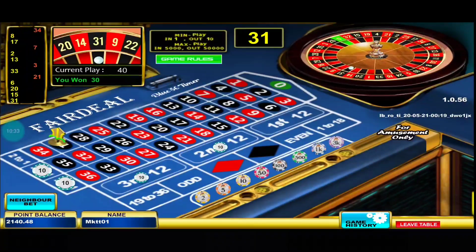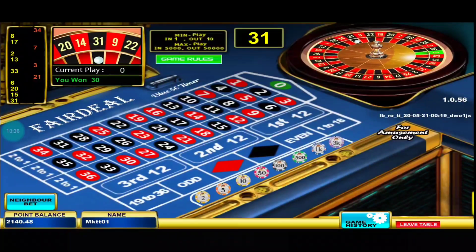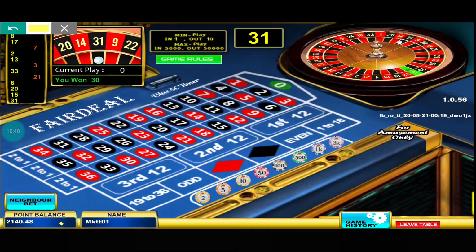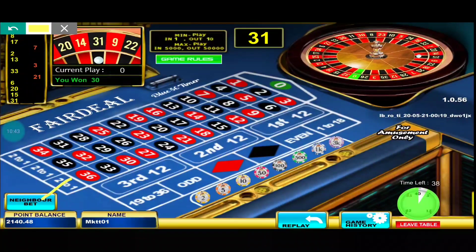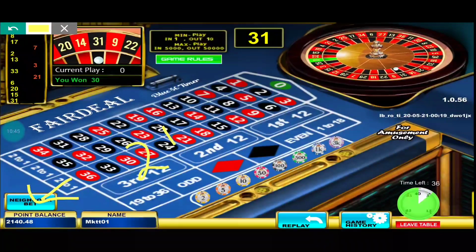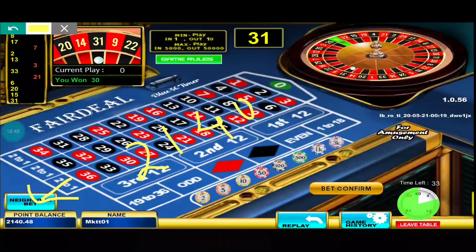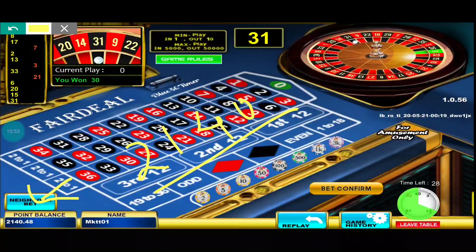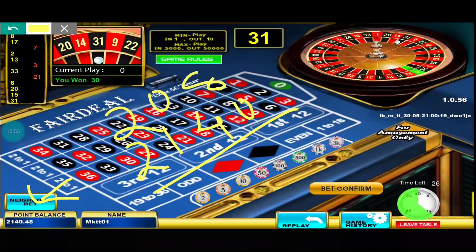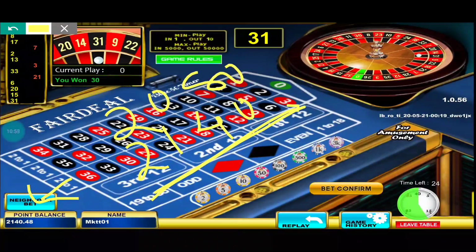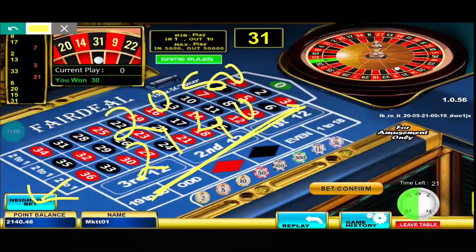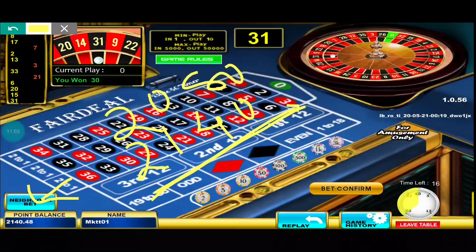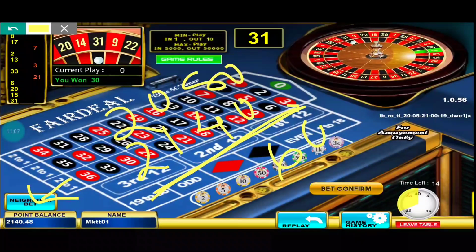It's number 31. This time it's lost. So you can see the bankroll right now. It's at this position, 2140 units. I started the game at 2080 units, and now after a few spins I am at 2140 units. So at this point of time, I make a profit of 60 units.